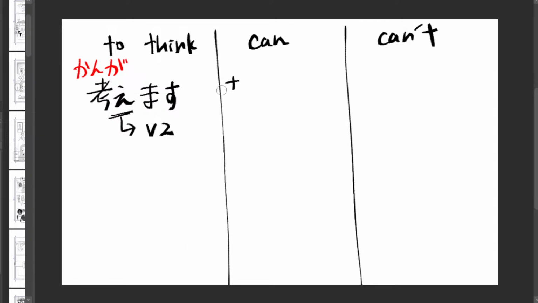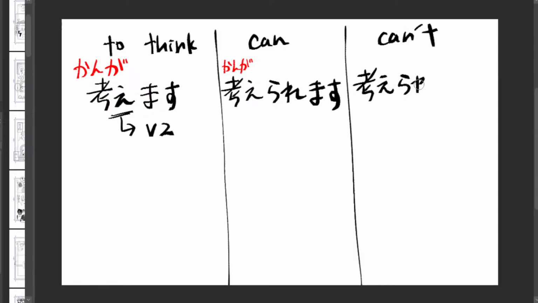And when it is V2, to say that you can do something, you add rare before mas. So it will become 考えられます. I can think. If you want to say I can't think, I can't think of it, 考えられません. I can't think of anything, for example: 何も考えられません. I cannot think of anything.